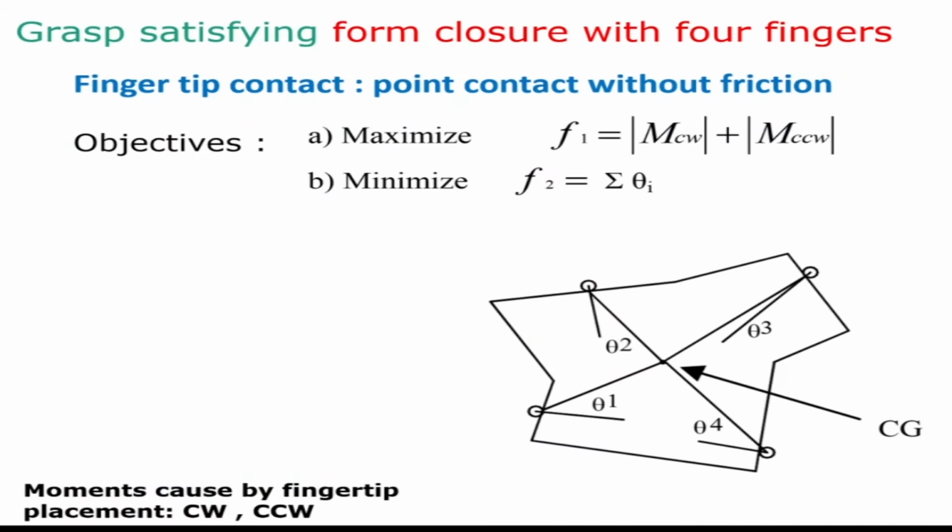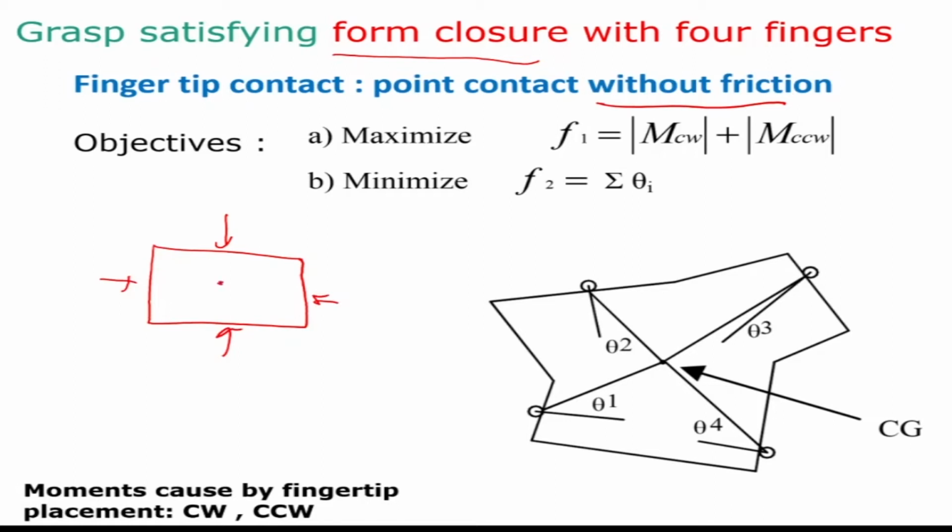Now how do you satisfy form closure? We are keeping the fingertips at different locations, but we have to satisfy form closure. So what is the optimal way of satisfying form closure with 4 fingers? One way is that the fingertip contact is without friction. It's point contact without friction, so you can apply only one force. One way would be to maximize the clockwise and anti-clockwise moments. Let's look at this case. Suppose I have a rectangle and I have 4-point contact. I can place my 4 fingers like this.